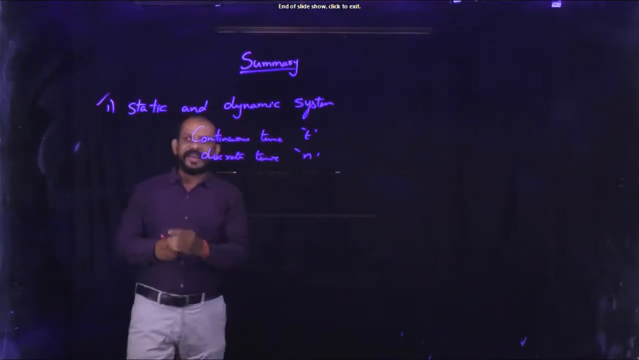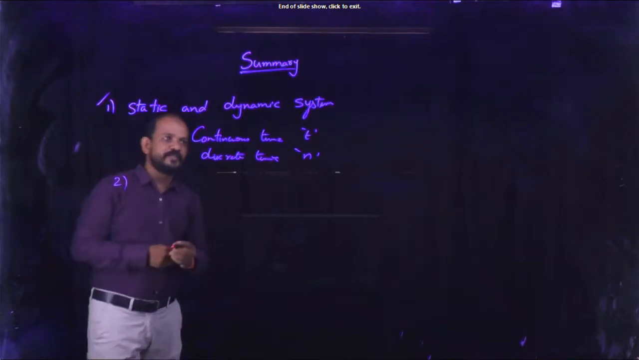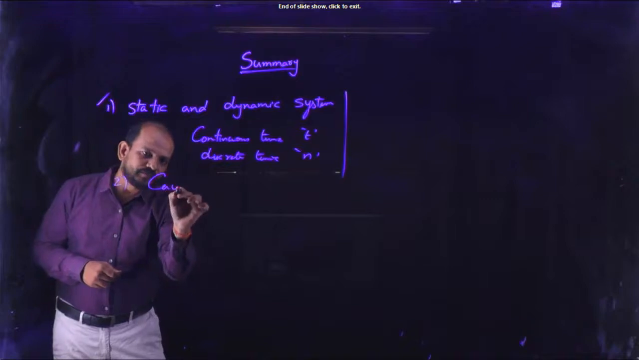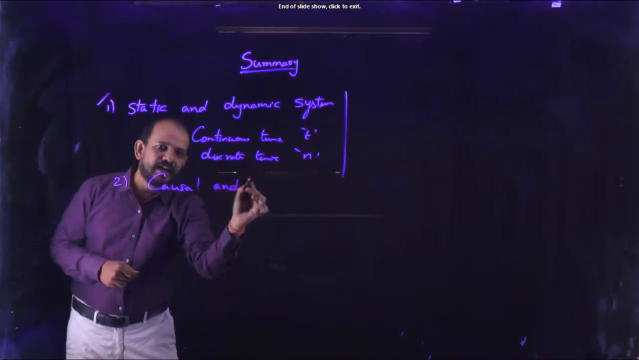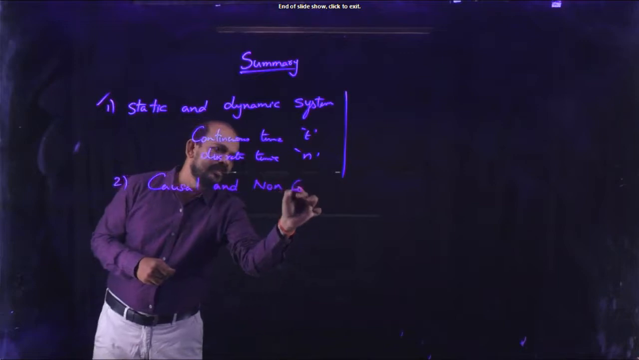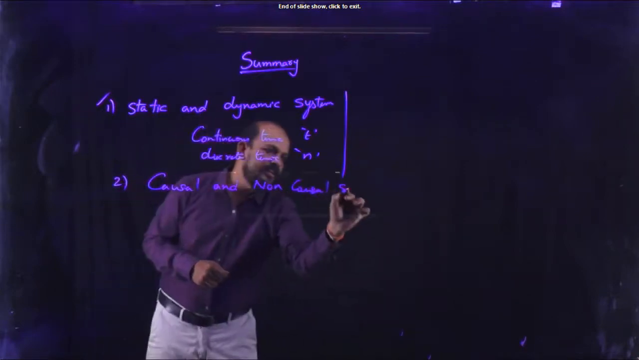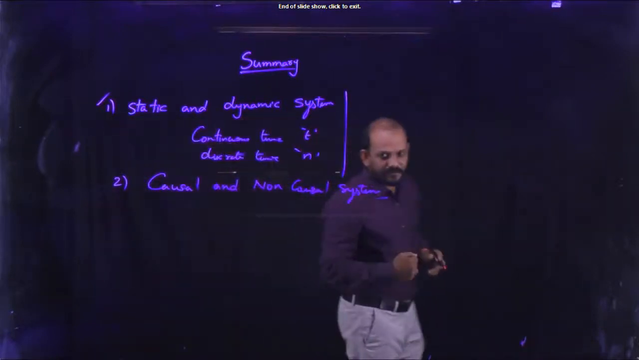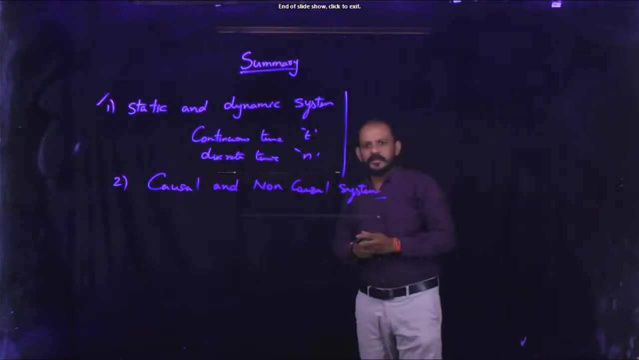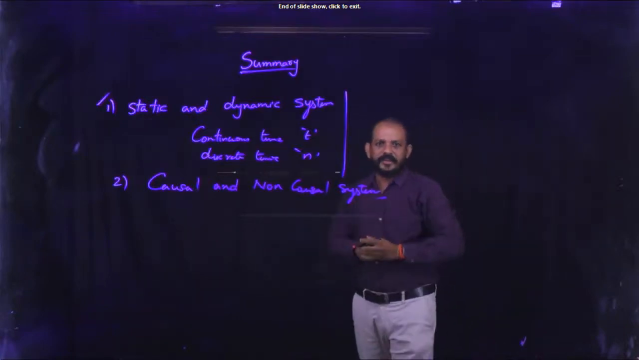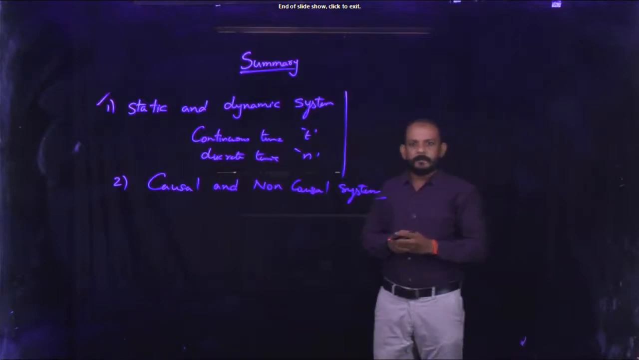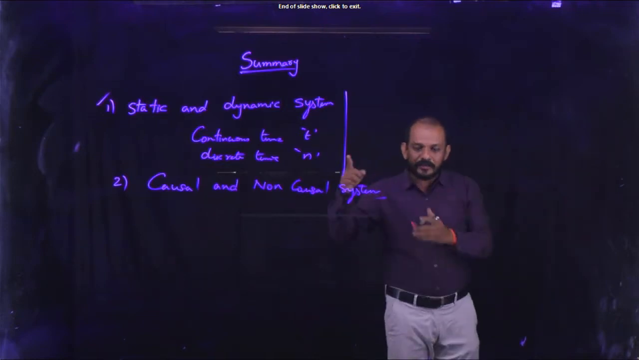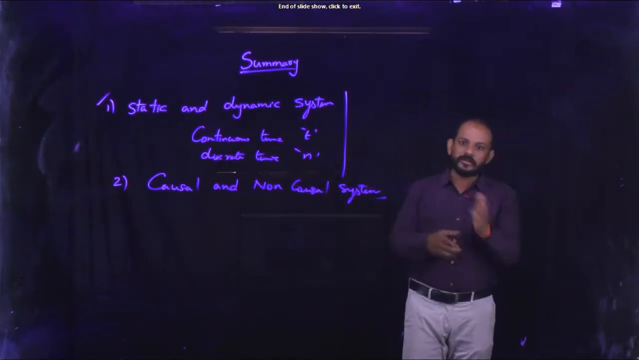After that, what did I explain next? Causal and non-causal systems. So, what is a causal system? What is a non-causal system? And then I had given some examples. I had taken some system equations and solved them. Based on that solving, we are able to say whether the system is a causal system or non-causal system.